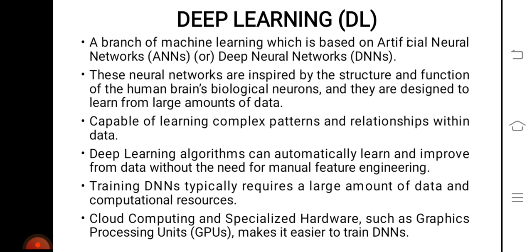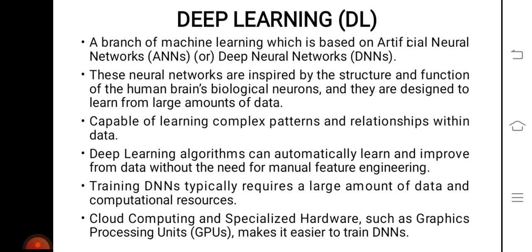These neural networks are inspired by the structure and function of the human brain's biological neurons, and they are designed to learn from large amounts of data. What is the difference between machine learning and deep learning? We have so much data and images. The images are input to the deep learning model, we extract the features from that, and we perform either a classification task or a clustering task.